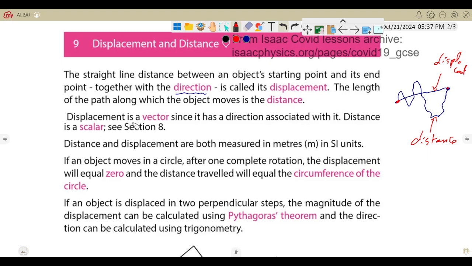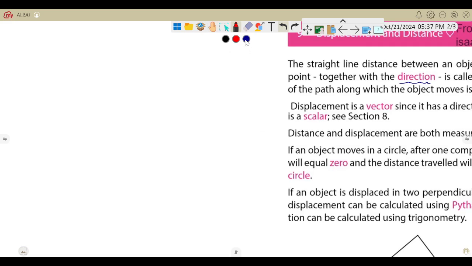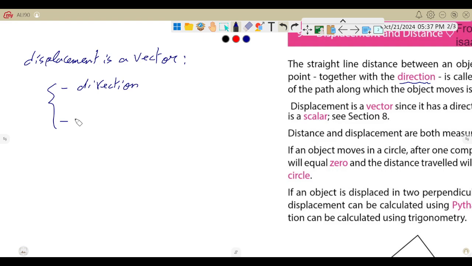Now, displacement is a vector, since it has a direction associated with it. Distance is a scalar. So, again, let's remind ourselves of the difference between a scalar and a vector quantity. We say that displacement is a vector because of what? Because displacement has two things. What are those two things? Direction and magnitude.